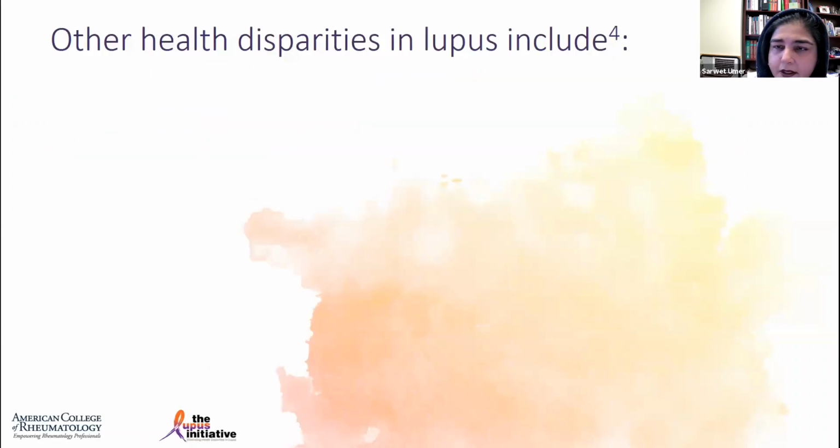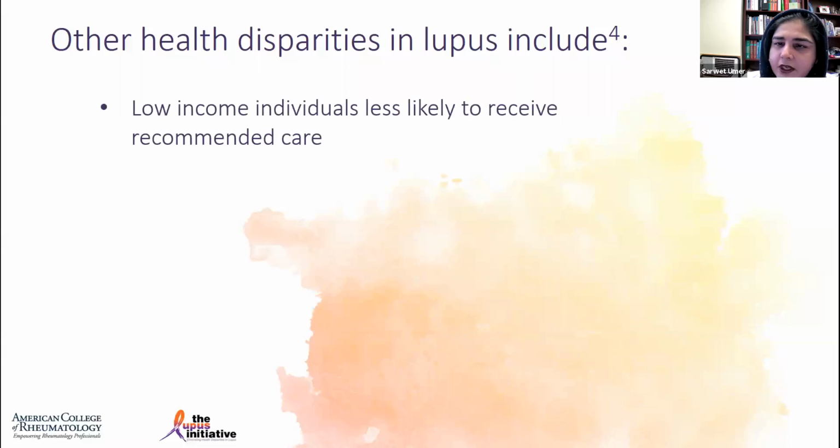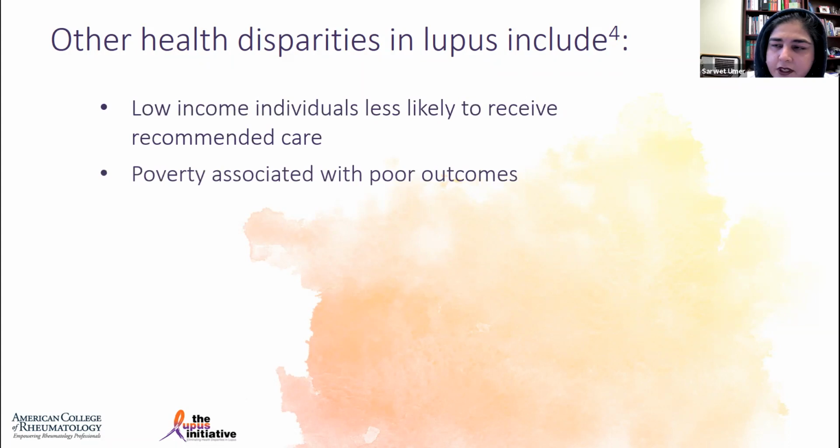Other healthcare disparities in lupus include that low-income individuals are less likely to receive the recommended care. Poverty is always associated with a poor outcome. That has many factors in it. It includes factors like poor health literacy and not having access to medications, and that all leads to poor outcome.